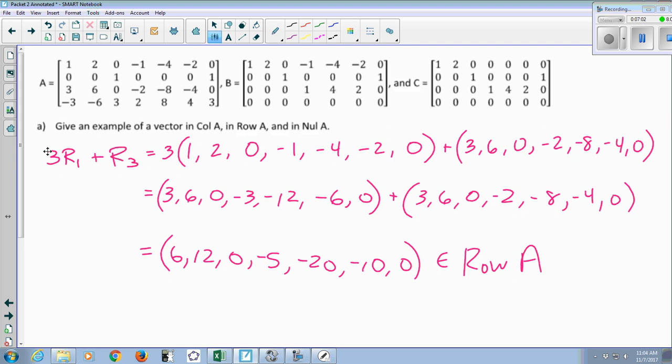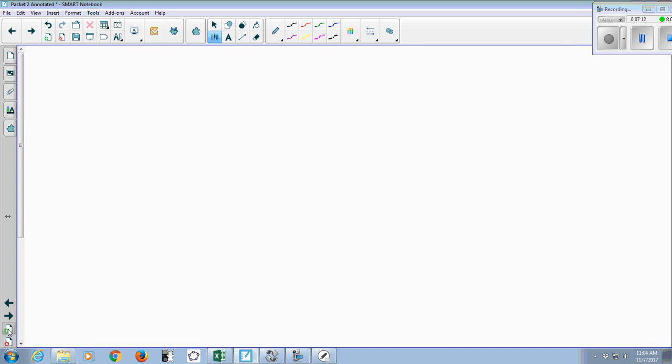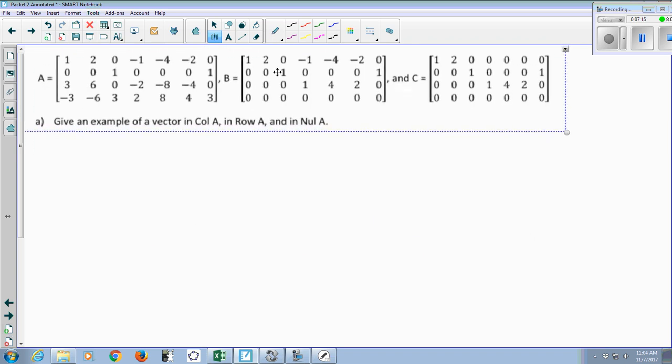All right, and then for null A, I'm going to get another fresh page here. Make myself a note to give more space for future semesters. Sorry about that. All right, so anybody remember how to find what's in the null space? Yeah, so we're looking for A times what gives 0.